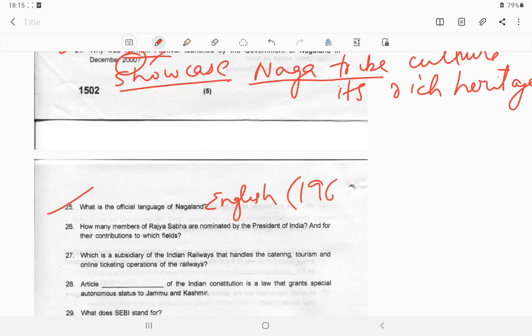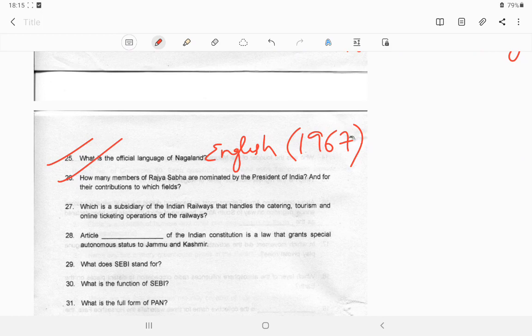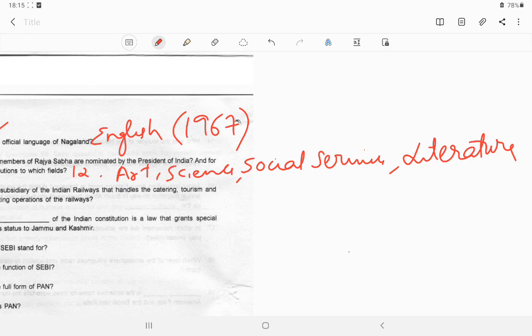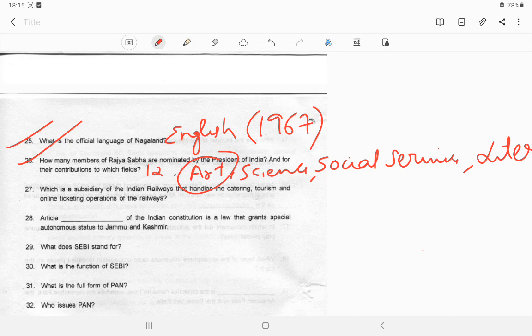How many members of Rajya Sabha are nominated by the president? The president nominates 12, from the fields of art, science, social service, and literature. You must have noticed that Amitabh Bachchan, Hema Malini, Sachin Tendulkar and Kapil Dev were nominated because they have excelled in the fields of arts, science and social service.